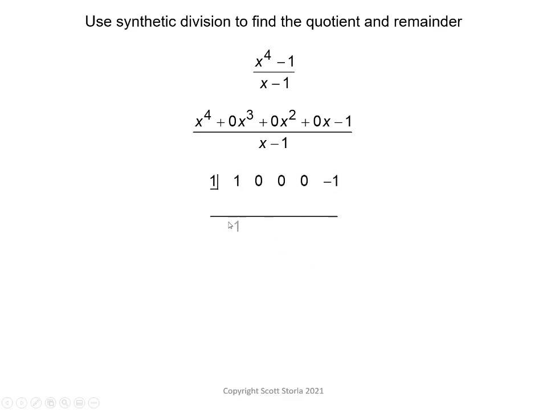I'll drop the 1, multiply and add, multiply and add, multiply and add, multiply and add. And when I divide x to the fourth minus 1 by x minus 1, I'll get x cubed plus x squared plus x plus 1 with a remainder of 0.